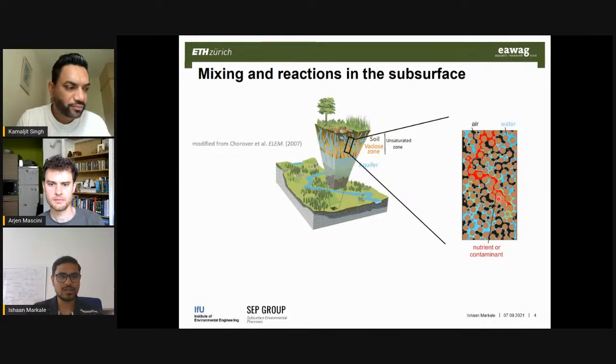So in this work, the main aim was to study water transported chemical reactions at pore scale in unsaturated porous medium and see the effect of phase saturation on these reactions. And the porous medium that we study is basically representing a soil system.